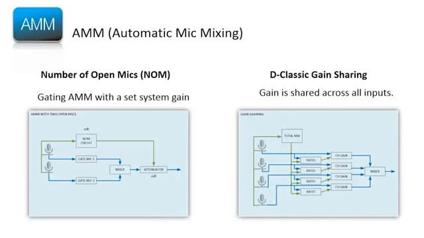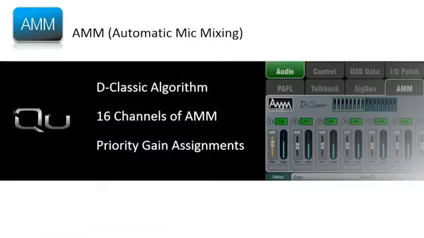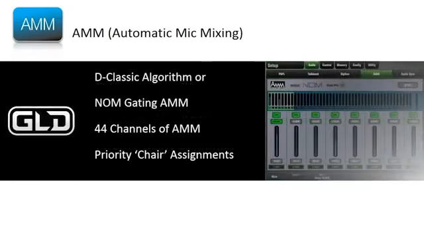We use two types of AMM here at Allen&Heath. We use NOM AMM, or number of open mics, which is the traditional gating AMM with a set system gain. The NOM circuit then will detect the number of mics open in the system and will attenuate the overall gain accordingly. We also use a gain sharing algorithm called D-Classic, where the gain is shared across all inputs. A premix is then fed into a ratio comparator, and gain is adjusted to share the available gain across all the inputs.